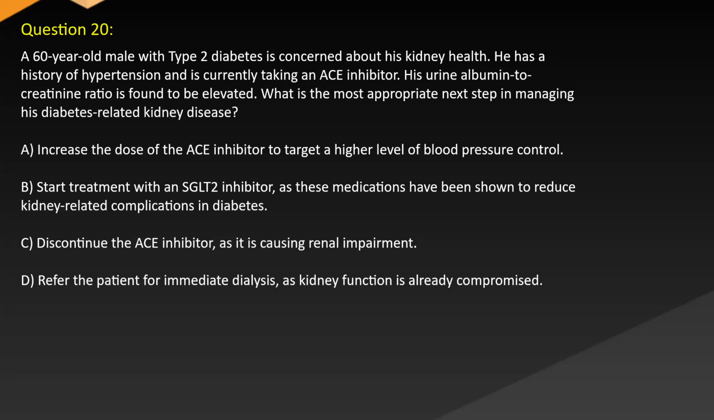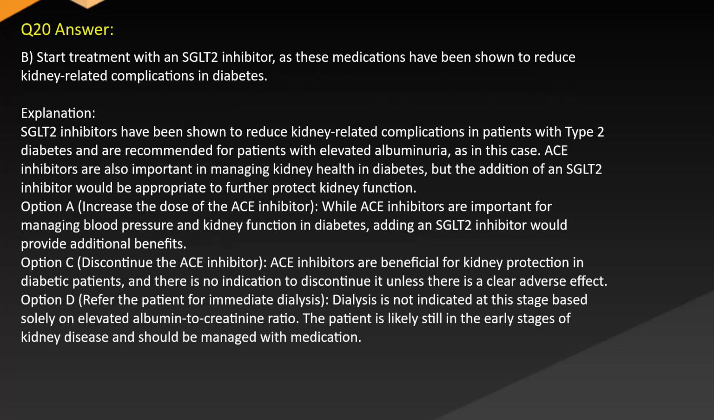C. Discontinue the ACE inhibitor as it is causing renal impairment. D. Refer the patient for immediate dialysis as kidney function is already compromised. Answer: B. Start treatment with an SGLT2 inhibitor, as these medications have been shown to reduce kidney-related complications in diabetes. Explanation. SGLT2 inhibitors have been shown to reduce kidney-related complications in patients with type 2 diabetes and are recommended for patients with elevated albuminuria, as in this case.